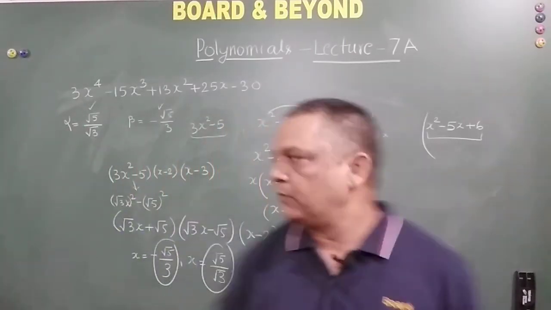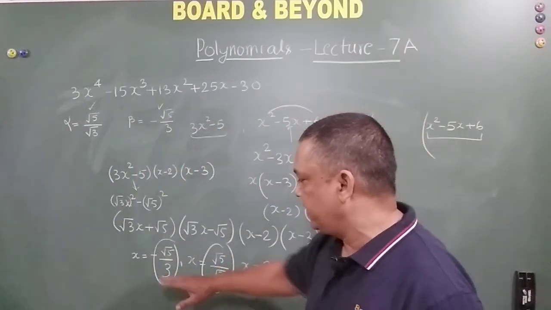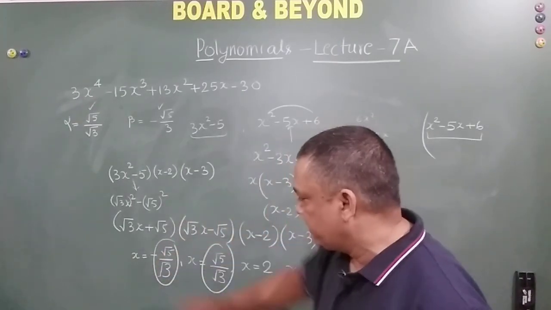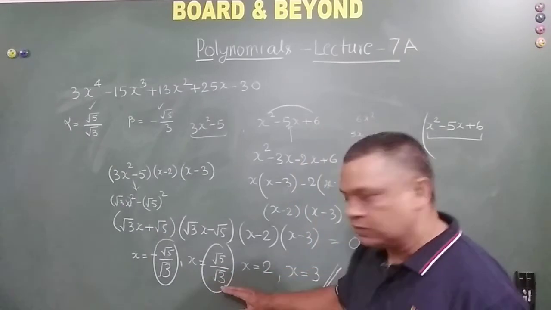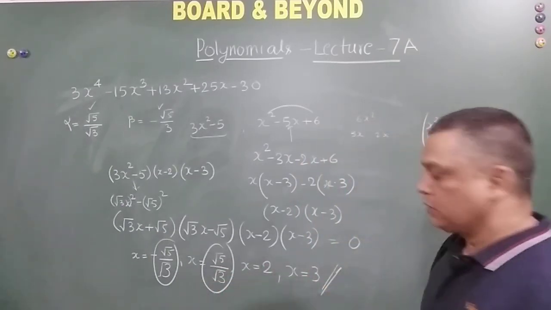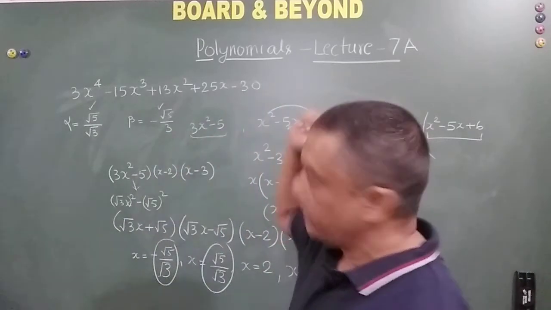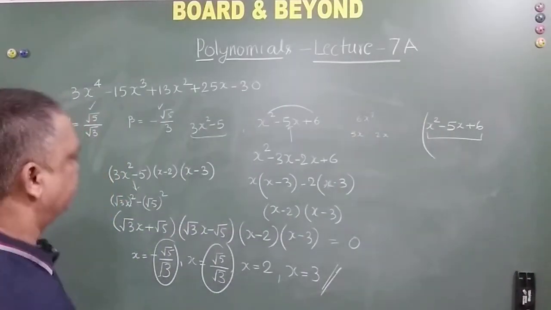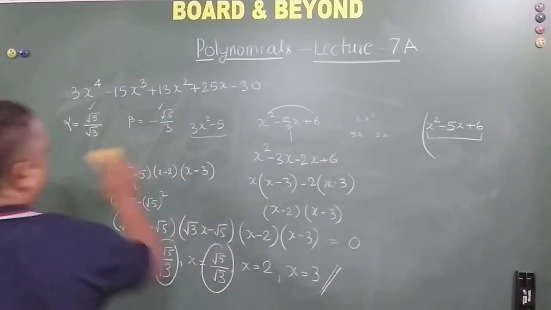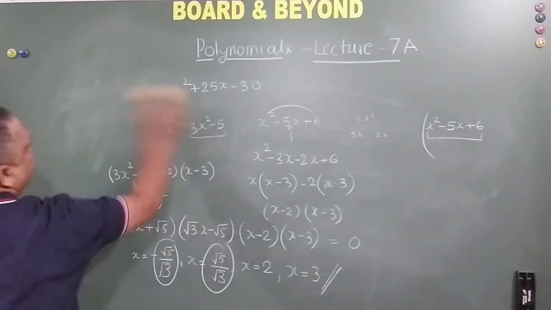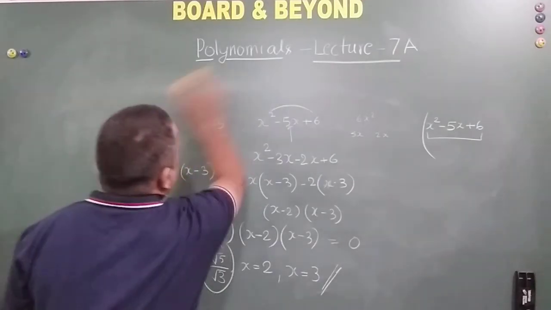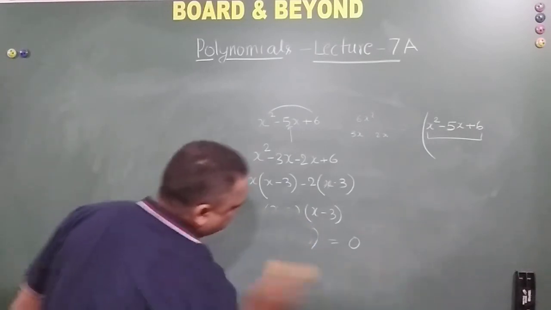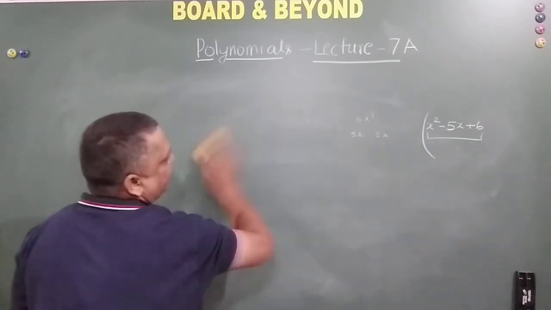So all the 4 roots are minus root 5 by root 3, plus root 5 by root 3, x is equal to 2 and x is equal to 3. These are the 4 different factors for this biquadratic polynomial. Okay, right. There was not much difficulty, so I will just rub it off. Let's move on to the next one.